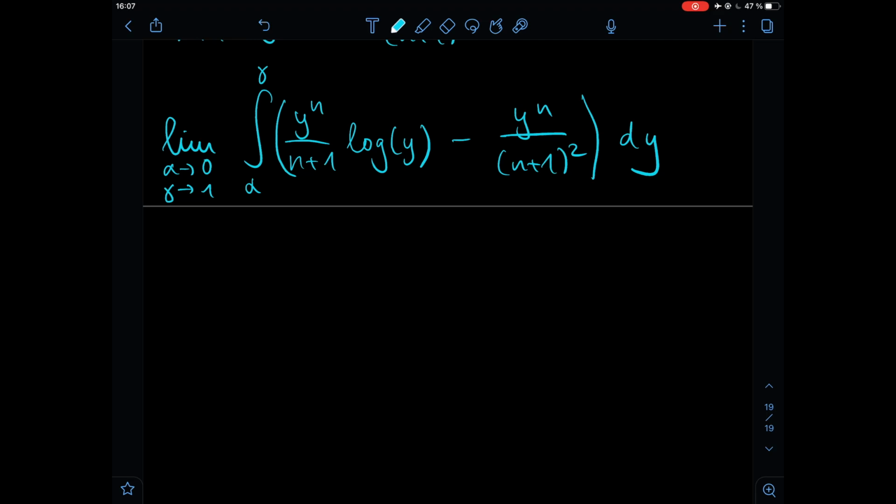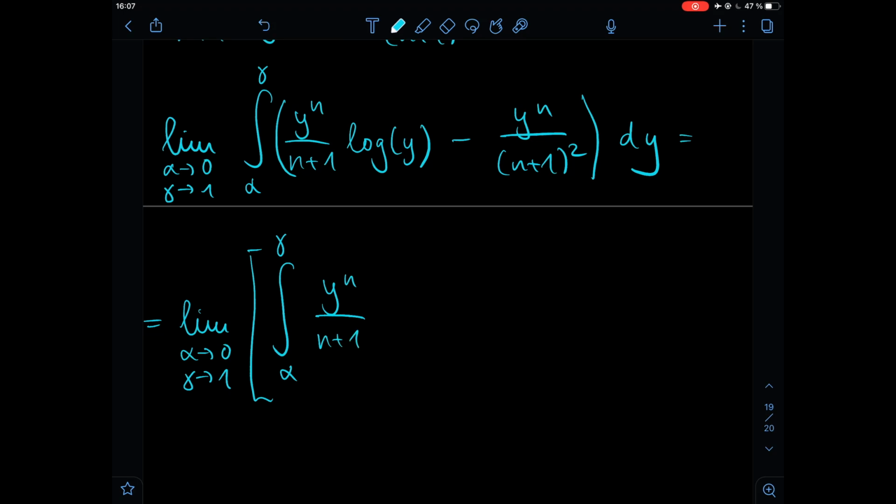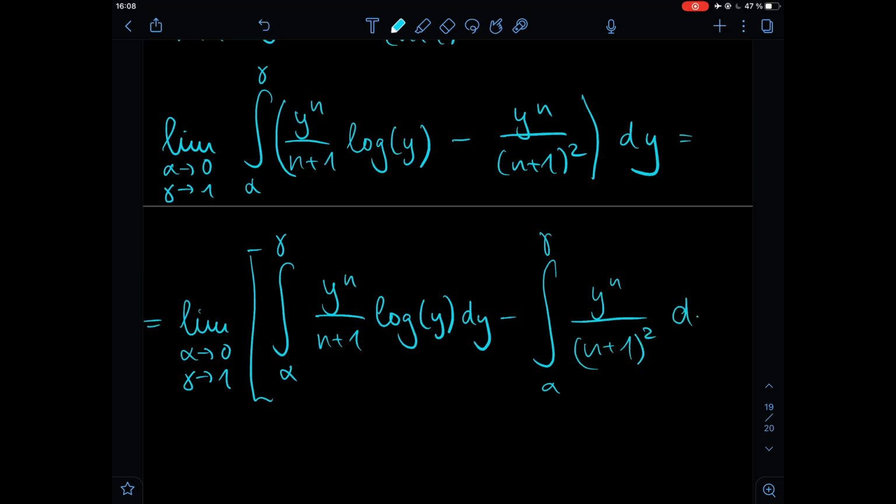All right, so we have two different integrals here, so let's write those two different integrals, alpha going to 0, gamma going to 1. Then we open the brackets. We have the first integral, alpha to gamma of y to the power of n divided by n plus 1 times the log of y dy, minus the second integral from alpha to gamma of y to the power of n divided by n plus 1 squared dy.